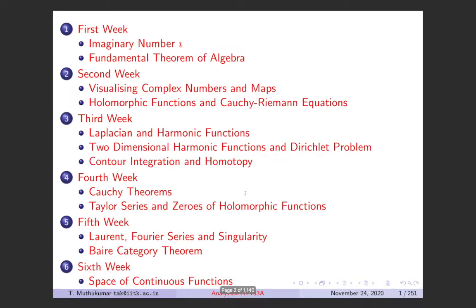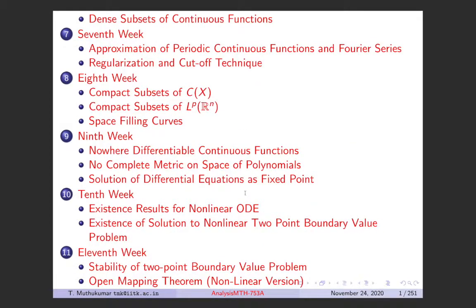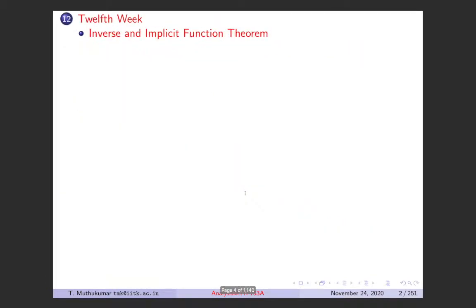In the previous lectures, we had seen the open mapping theorems. Now, continuing along the direction, the several variable case, we are going to look at the inverse function theorem and implicit function theorem in this lecture. This lecture will be the last lecture of this course.